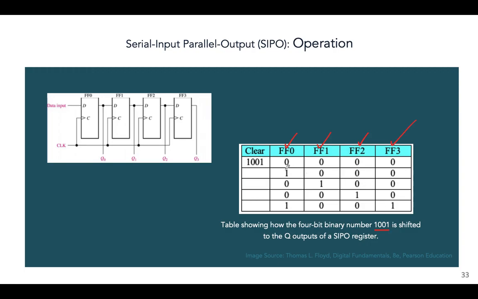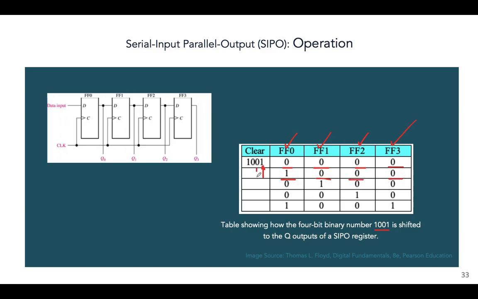So initially, your flip-flop is cleared. All the outputs are 0. And then the first bit goes in. This one, right? It goes in, stored in the first one. The rest of the outputs are still 0. They have nothing to output.